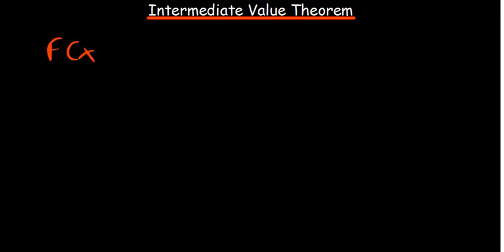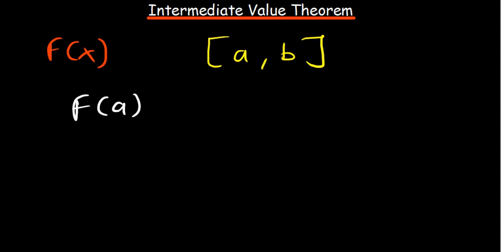So let's say we have a function f of x, and this should be continuous on a certain interval, let's say a and b. So that's the first thing that it states. And then we also need to understand that the function of a should not be equal to the function of b. That is the second.